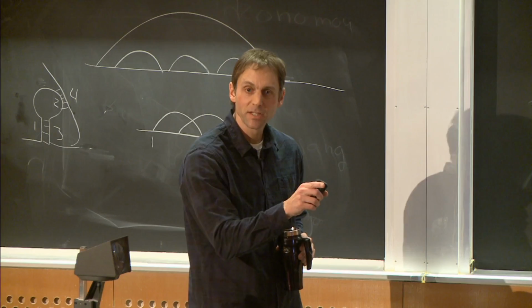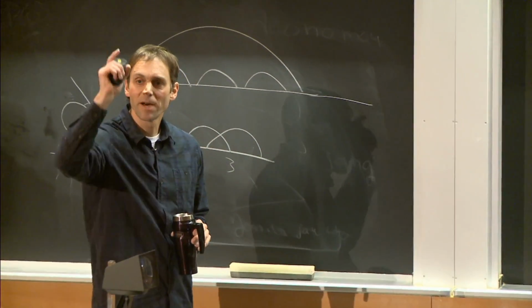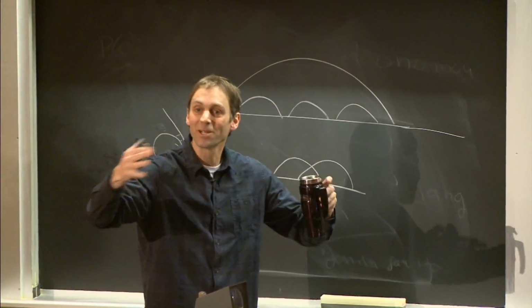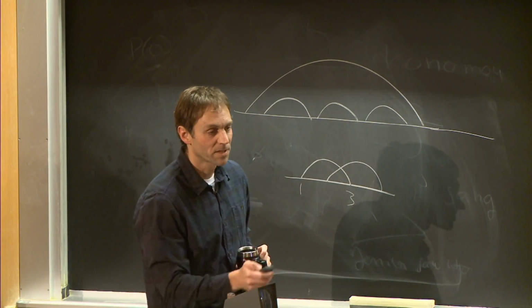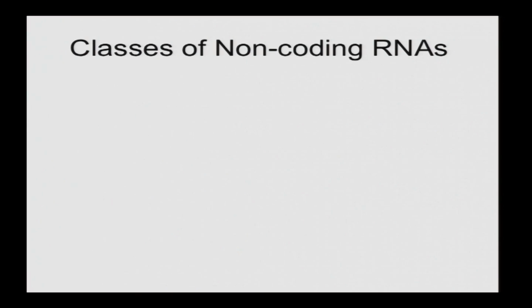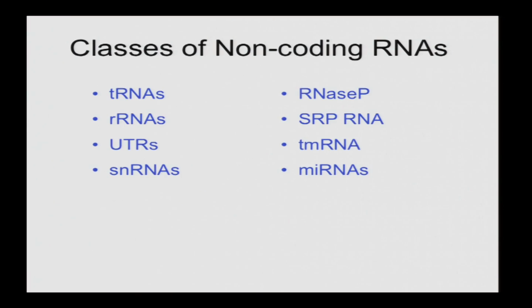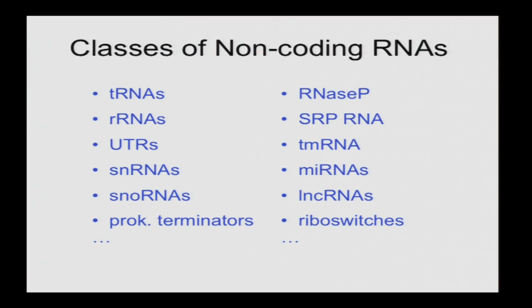Yeah, I think I should have added to this list the point that you made in the back about them having to be close enough that you can get a good alignment. Yeah, I should add that to this list. Thanks. That's a good point. Okay. All right. So classes of non-coding RNAs, as promised. My favorites listed here.